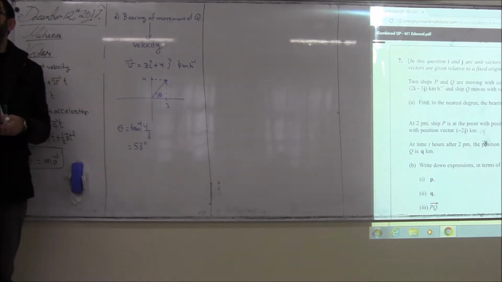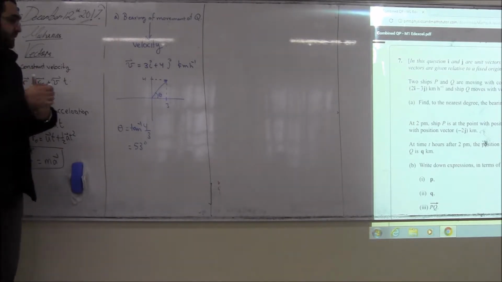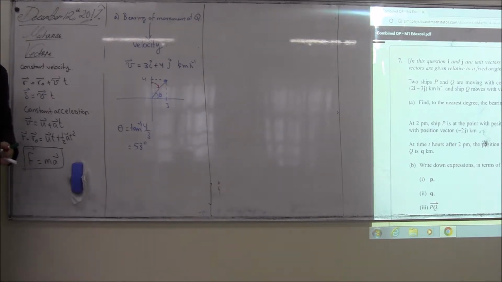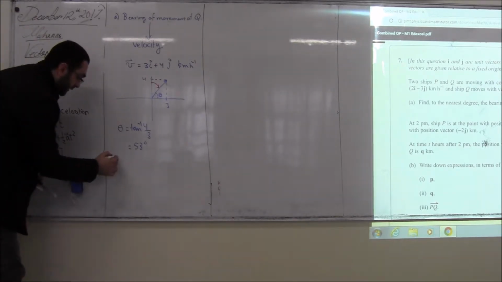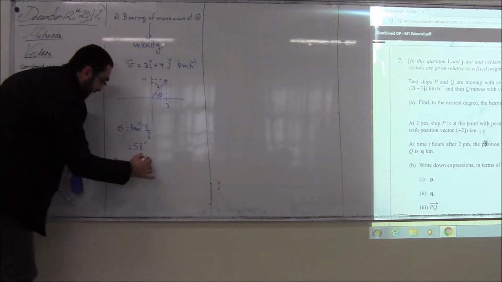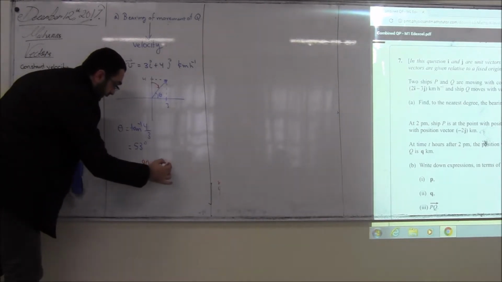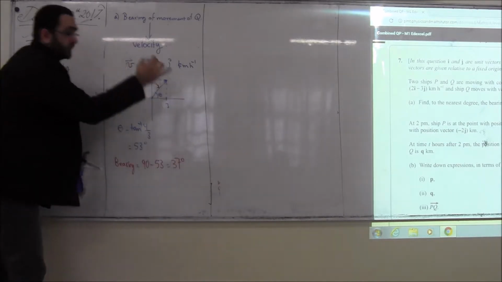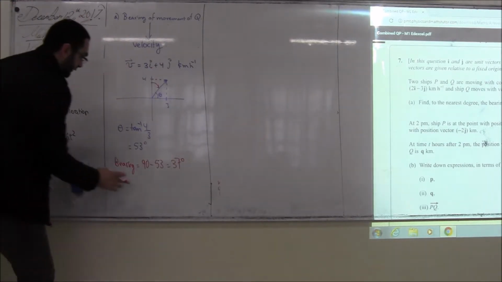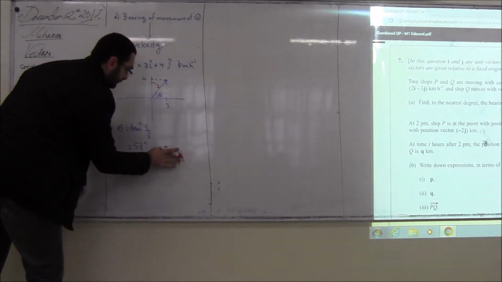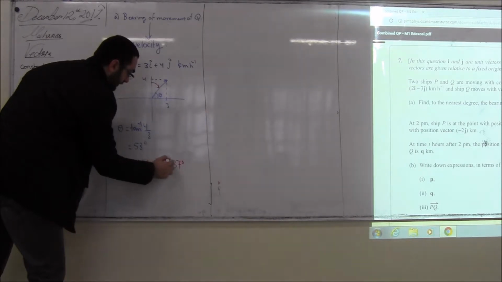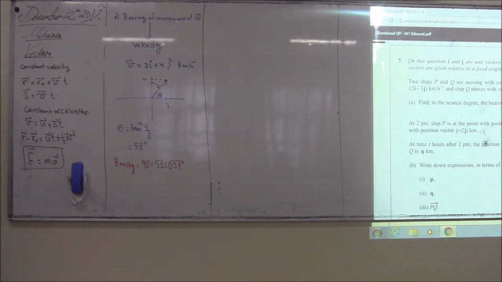Now, where is the bearing? This is the bearing that we are asked. So what I have to write here: bearing equals 90 minus 53, which is 37. So 037. Yes, girls, don't forget, bearing should always be written with 3 digits.